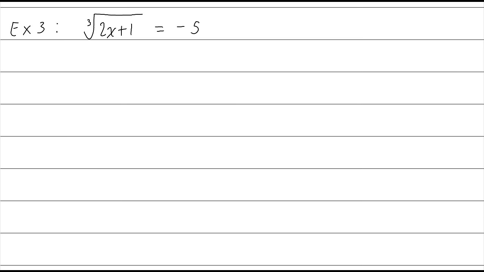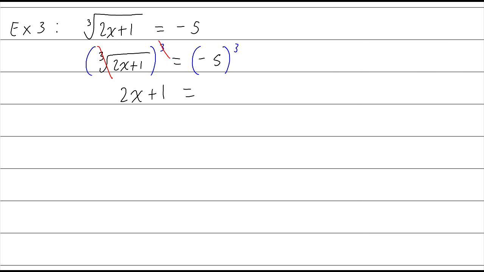Anyway, that was a tangent. Let's get back to this particular problem. I want to get rid of a cube root, so I'm going to raise both sides to the third power. Raise u to the third, raise u to the third. Those cancel out, leaving me with 2x plus 1 on the left. And negative 5 times itself is 25, times negative 5 again is negative 125.